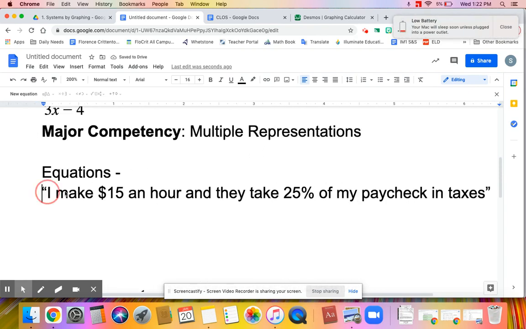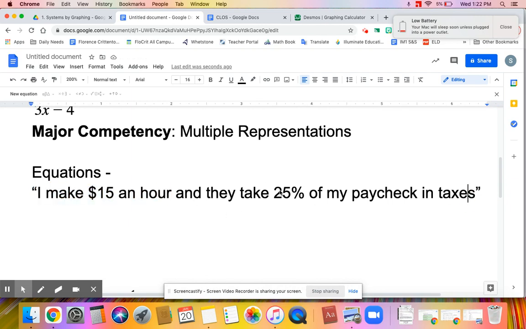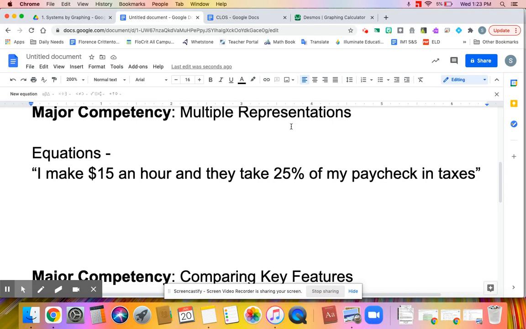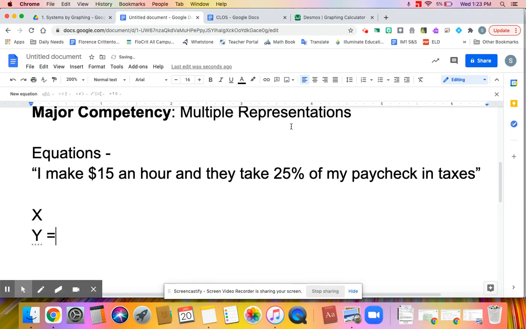This one says I make $15 an hour and they take 25% of my paycheck in taxes. This is true for most people. Most people lose 25% of their paycheck. And so if I wanted to write an equation about this, when you make equations, you're going to need your x and your y, and you always have to figure out what each one is in the situation. Y is usually the amount that we end up with. So right now, we're talking about how much money I make at my job. So it'd be the amount of money I have.